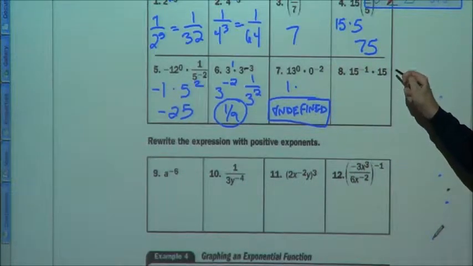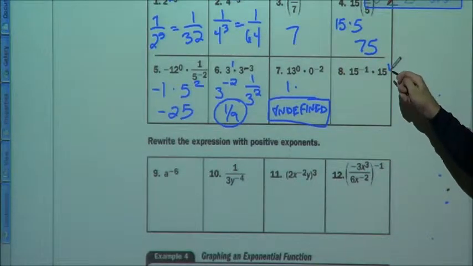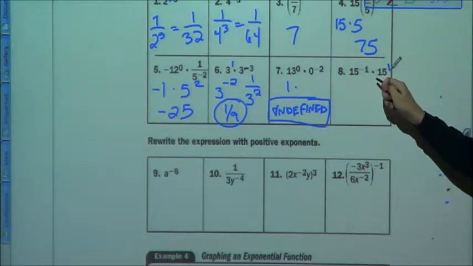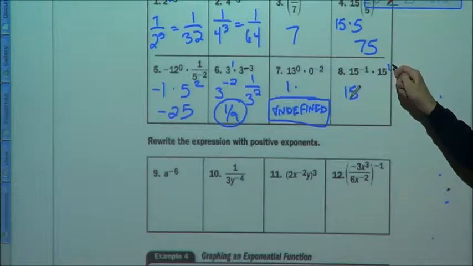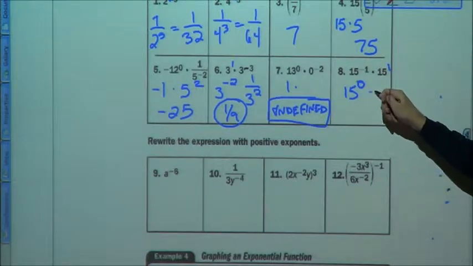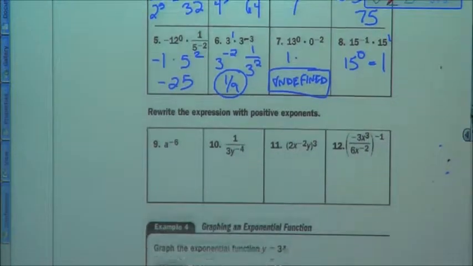Now, 15 to the what? Doesn't have an exponent, so it's positive 1. Again, what do we do with those exponents? We're multiplying the same base. We add those. This will be 15 to the negative 1 plus 1 is 0, and then 15 to the 0th power is 1. And then we go through your 9 to 12.